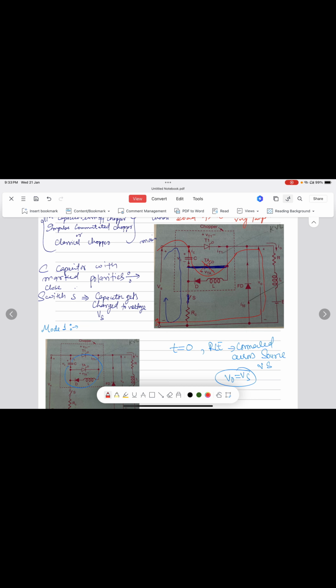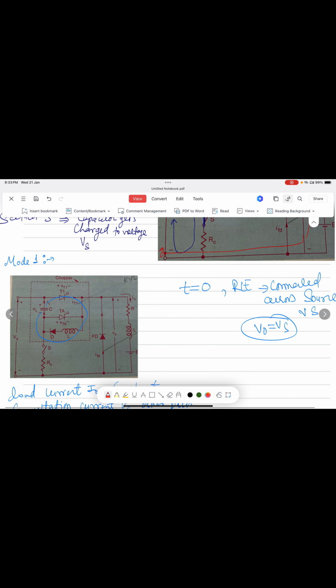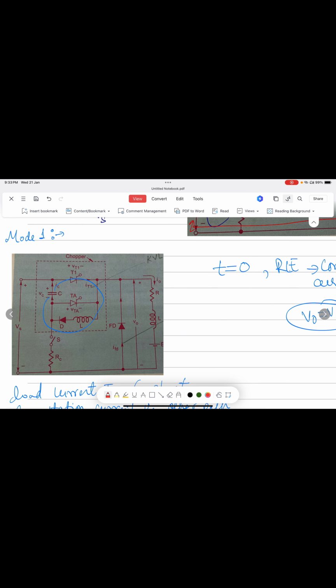How do we charge the capacitor? First of all, we must know the conditions to charge the capacitor. If you look at this circuitry, you can see here T1 is the main thyristor, TA is the auxiliary thyristor, and one diode and L, that is the inductor, is connected. Also it is connected with the freewheeling diode, and the load is RLE type, where E is the DC battery.